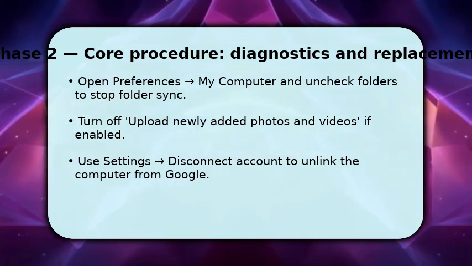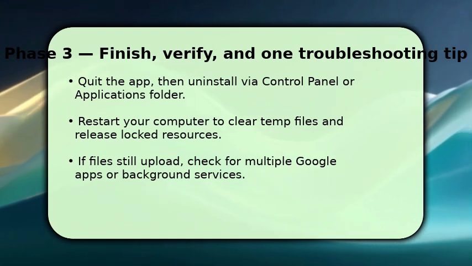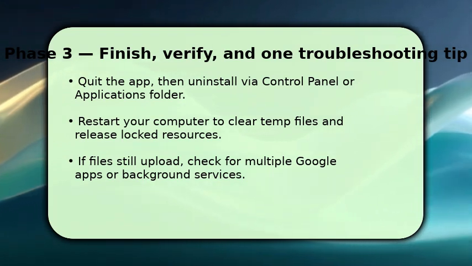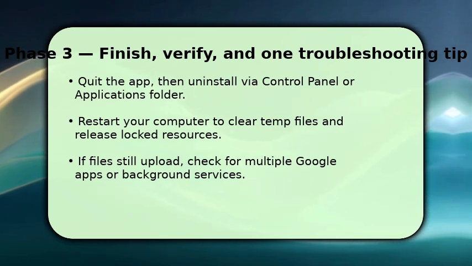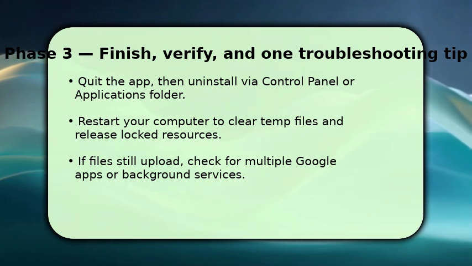You finish by quitting Backup and Sync, then uninstalling it through Control Panel or the Applications folder. Follow the normal OS prompts to remove files. After uninstall, restart your computer to clear temporary files and release any locked resources.